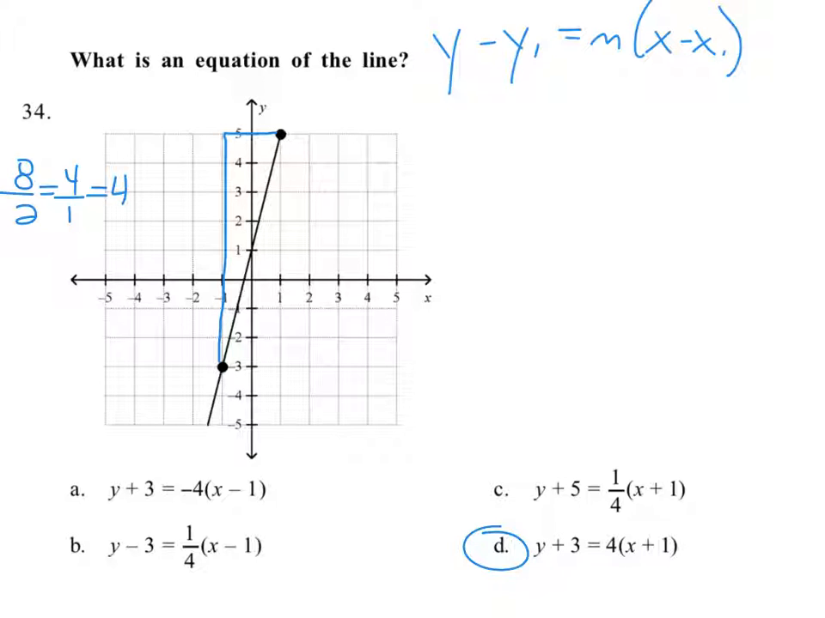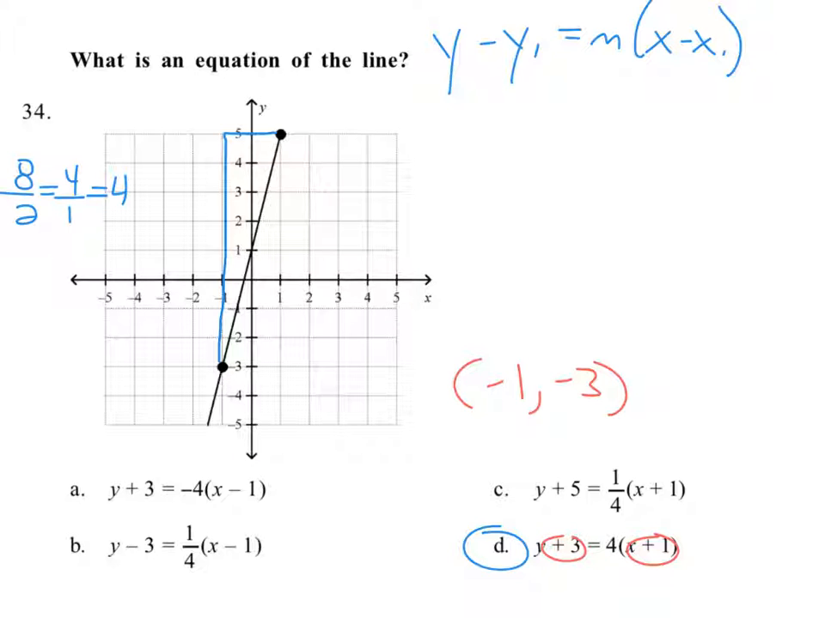So the only answer that has that is D. That's promising for our answer. Now let's take a look at what they used as a point to make sure that our line actually does go through this point. They have an x plus 1. That means minus 1 for x is that coordinate, and they have a plus 3 here, means minus 3.